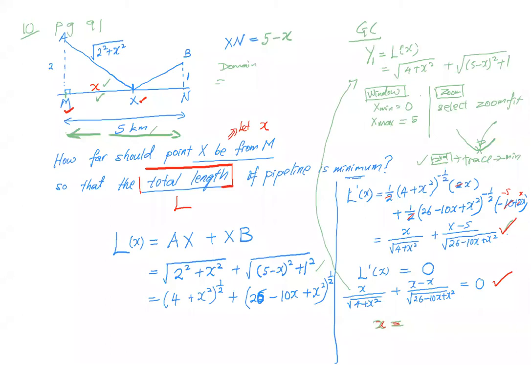3.33 kilometer. So how far must it be? It must be 3.33 kilometer away from M. So you see, from here, you answer, okay, X must be 3.33 kilometer from M. Okay, so you got another mark. Maybe because the differentiation is a bit difficult, I give you 2 marks. So you got all your 4 marks.